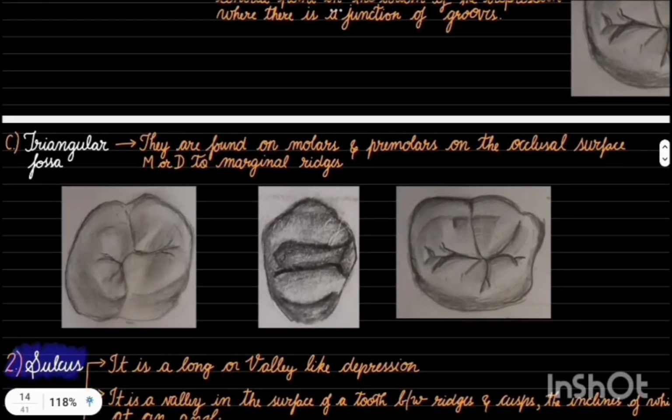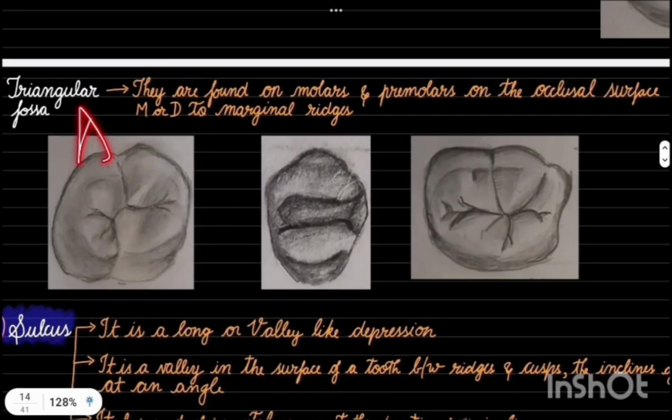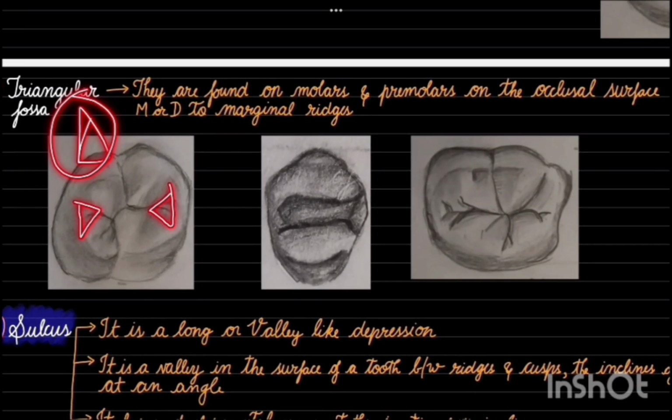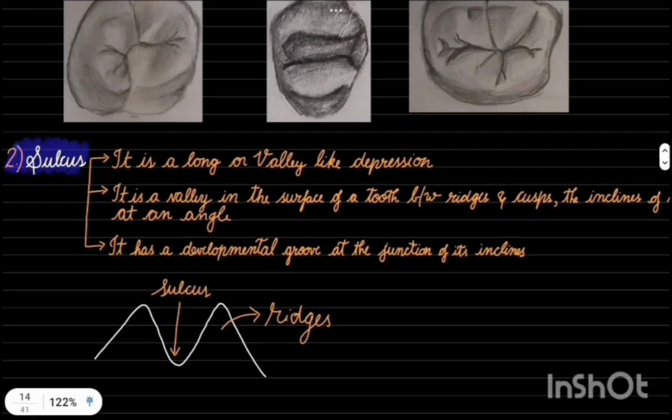Next we have the triangular fossa. Triangular fossae are triangular in shape. Unlike triangular ridges, they are actually triangular in shape. They are found on the mesial and the distal side opposite to the marginal ridges. So they will be called the mesial triangular fossa and the distal triangular fossa according to their location.